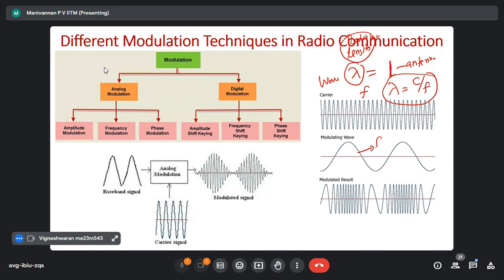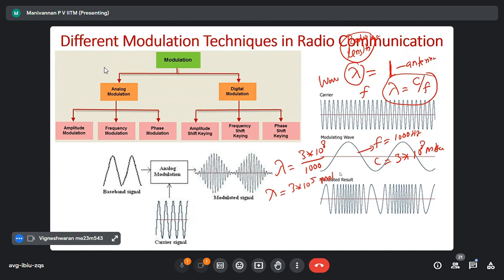For example, say F equals 1000 hertz. We know C equals 3 into 10 power 8 meters per second, that is the speed of light. So what is lambda? Lambda equals 3 into 10 power 8 divided by 1000, so lambda is 3 into 10 power 5, so many meters. That is the radio wave.